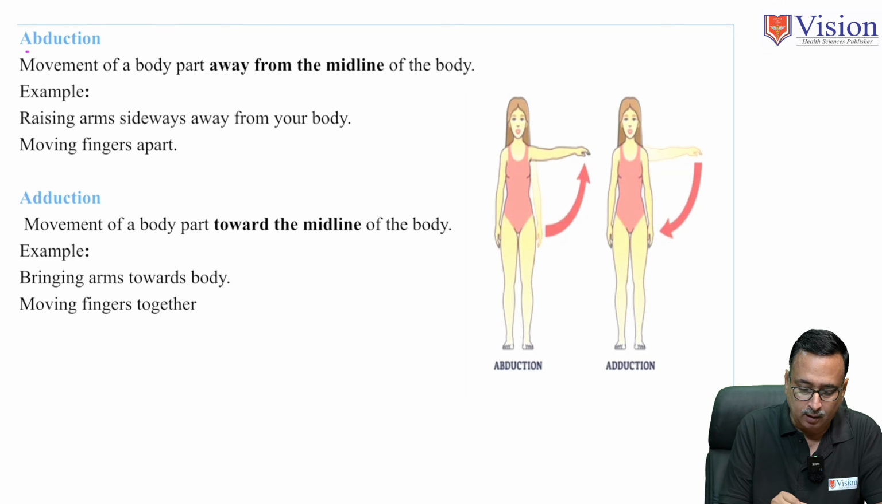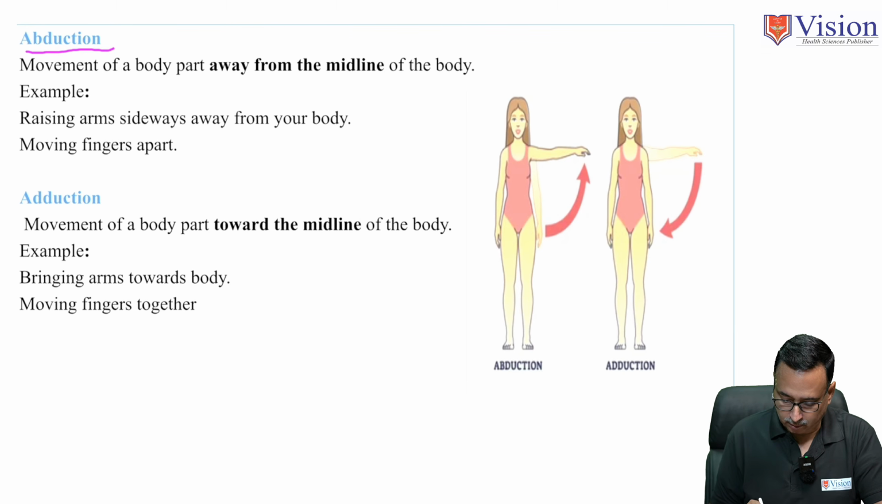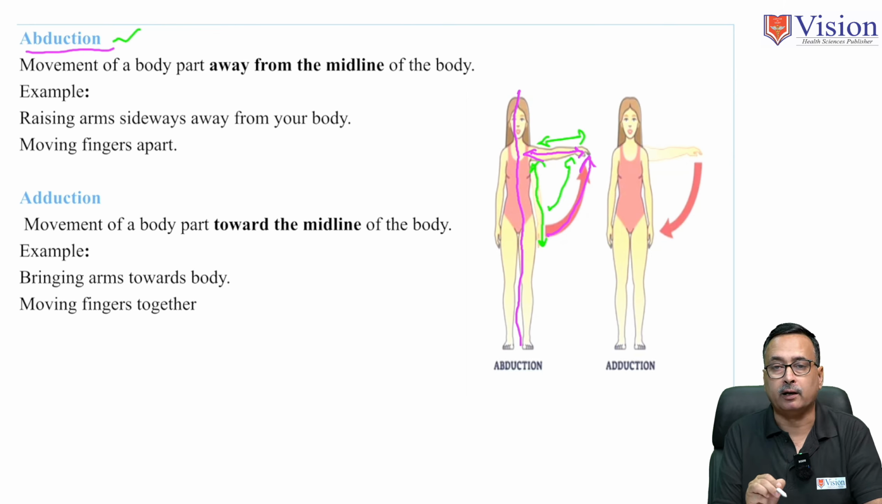Another movement is abduction. Abduction is a movement when a body part moves away from the midline. Take an example from this diagram, I will elaborate. So this is a resting position of the arm. When this arm is raised upwards, it is now at this position. This is the midline, and now at this position, the arm is away from the midline, and we call it an abduction movement has taken place.